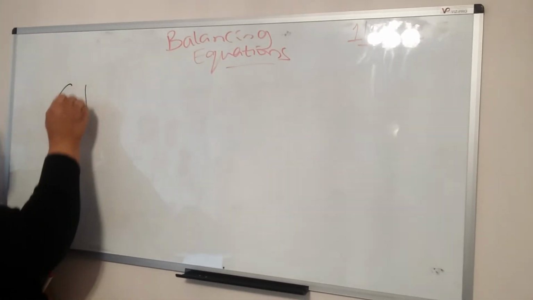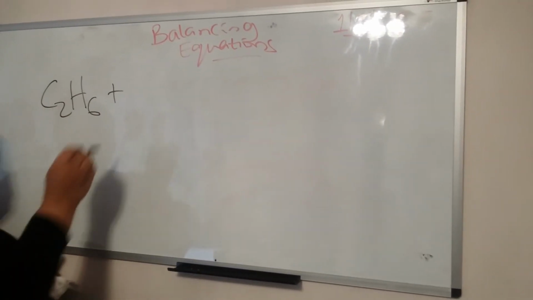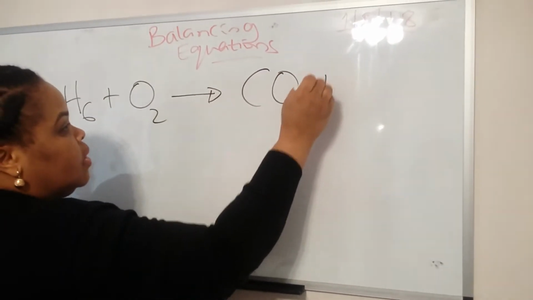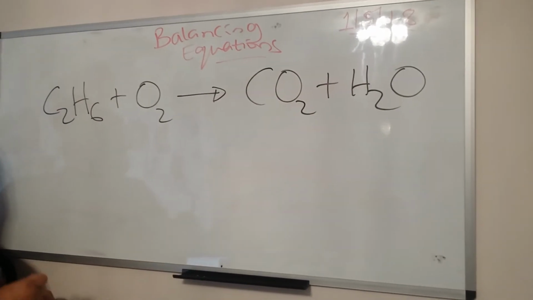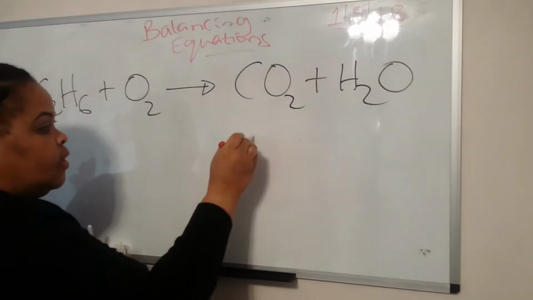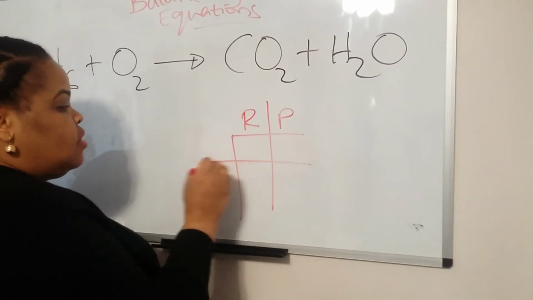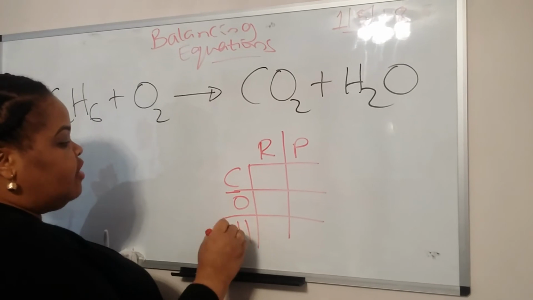So you have C2H6 plus oxygen, and you have CO2 plus water. So this is a full combustion. Again, you draw a table of reactants and products. So you have your carbon, oxygen, and hydrogen.